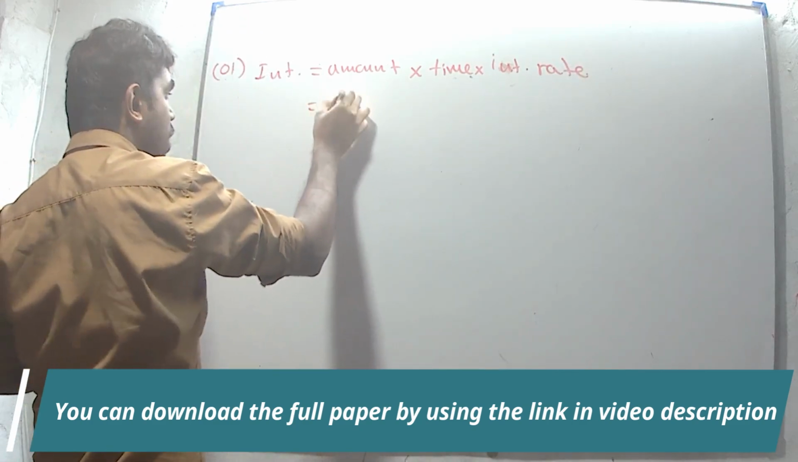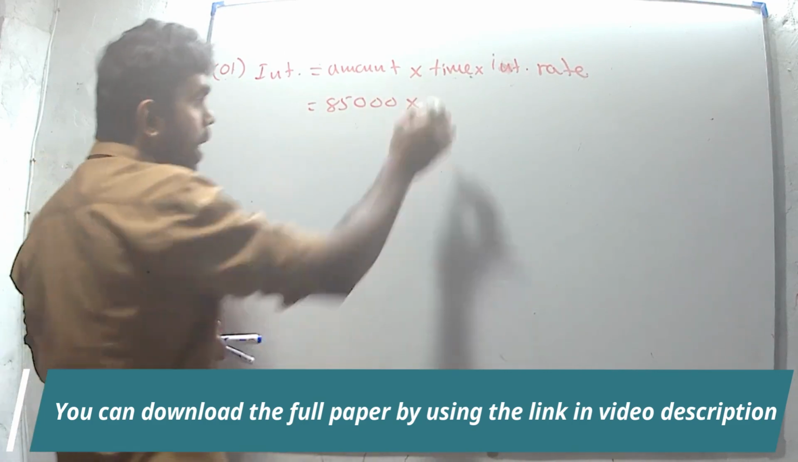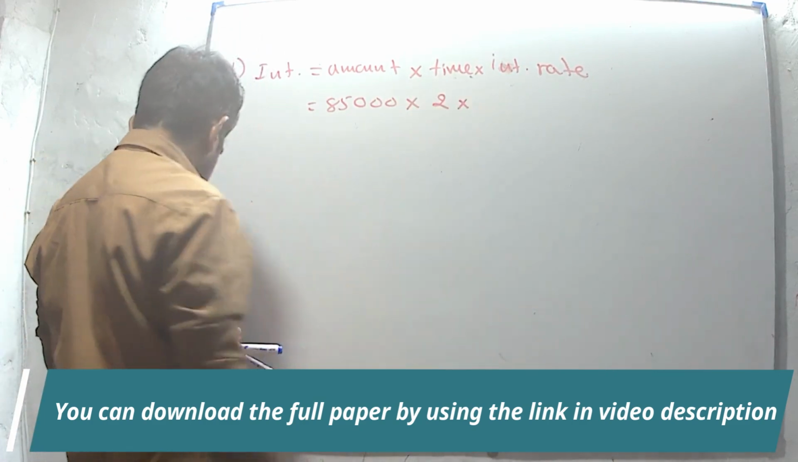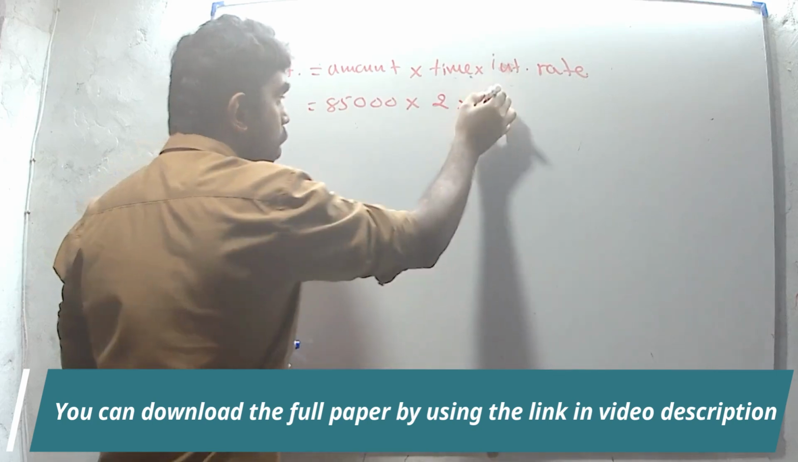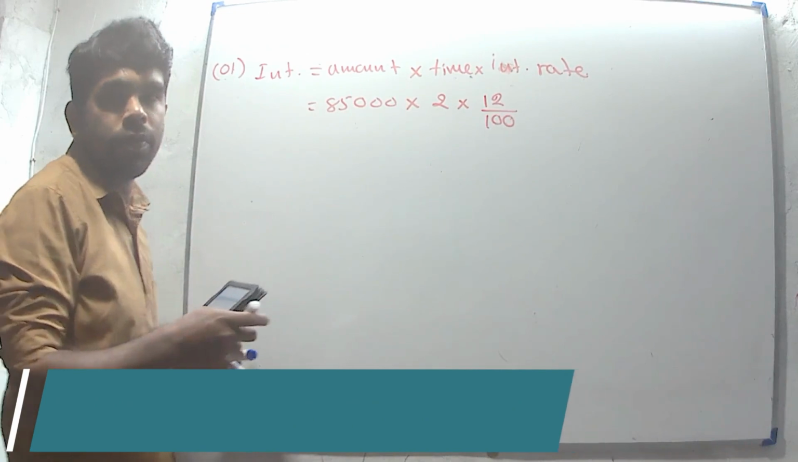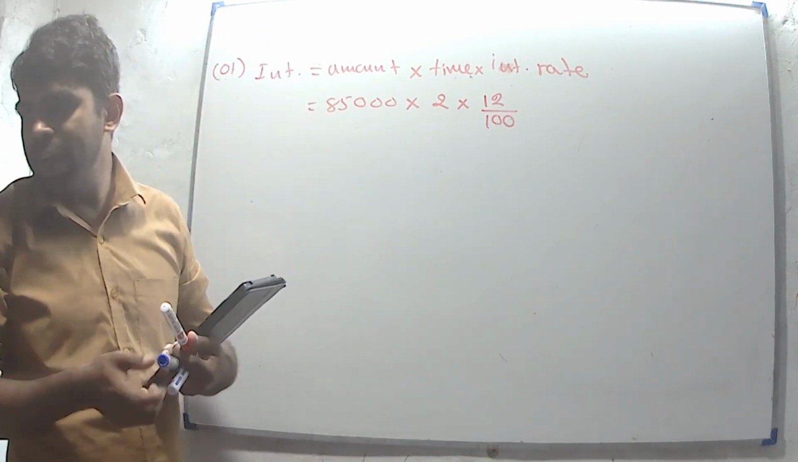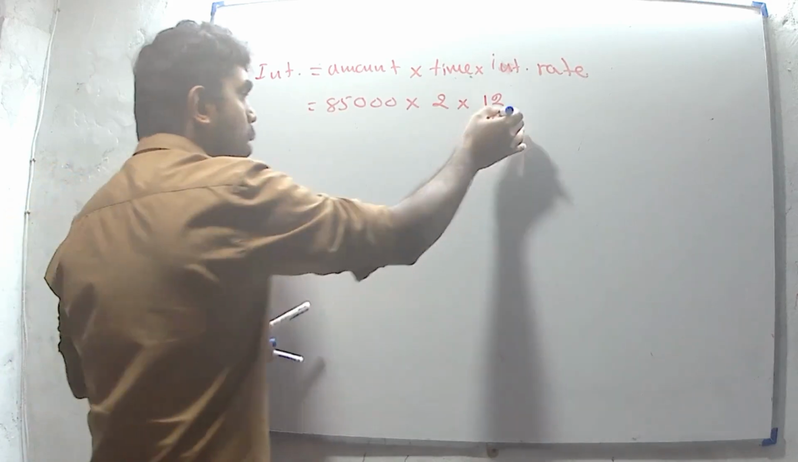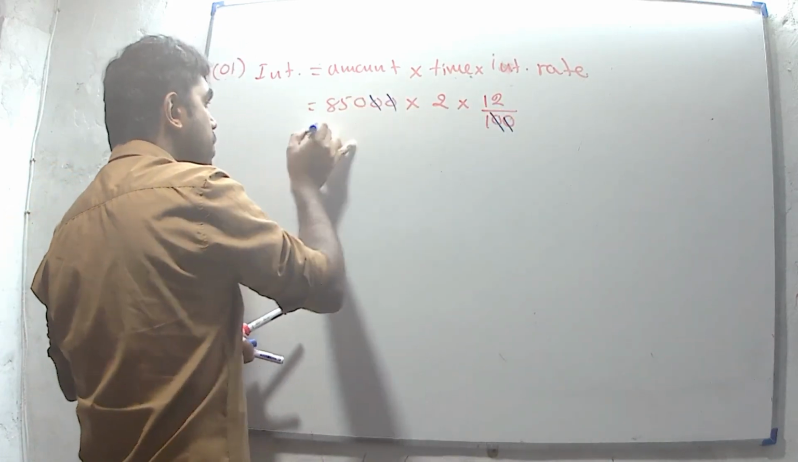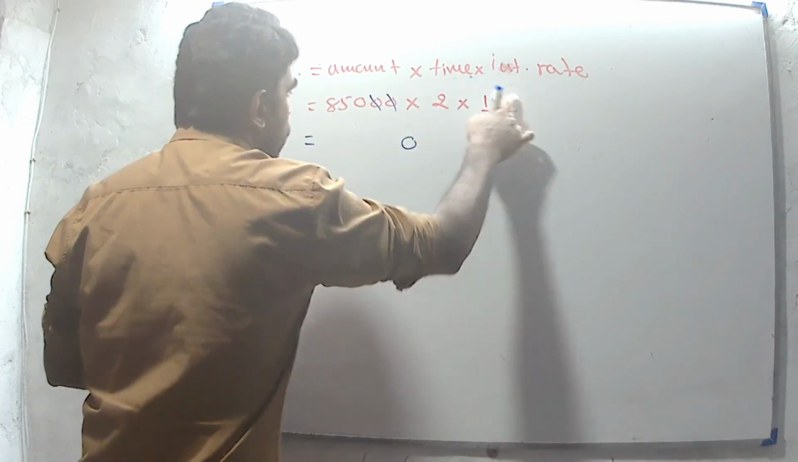Amount 85,000. Time 2 years. Interest rate is 12%, 12 over 100. You have to substitute the percentage as a fraction. Then we can simplify it. We can cancel out 2 zeros. 2 into 12, 24.